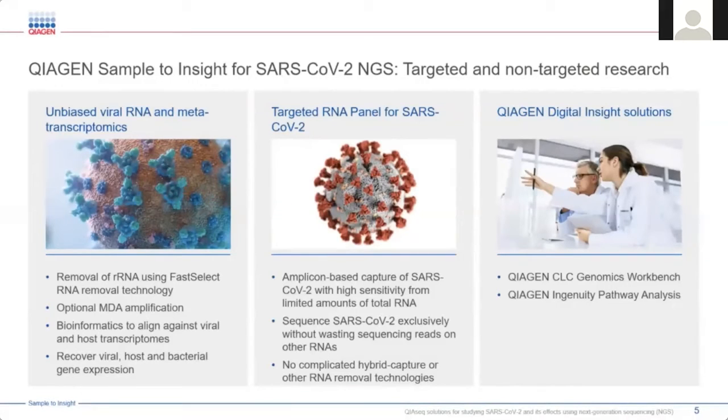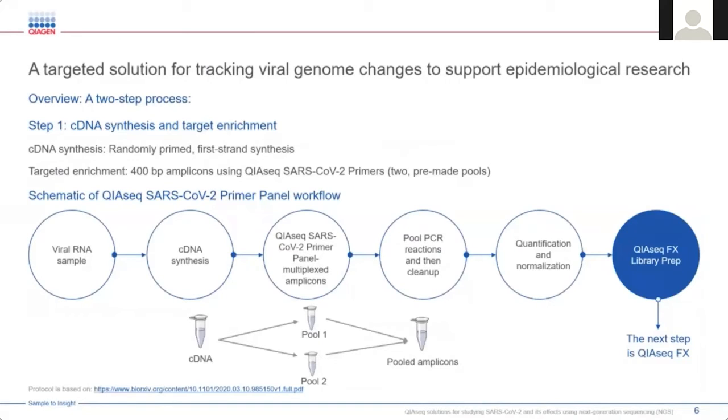However, if you're looking at host response, you have the opportunity to actually look at QIAGEN's Ingenuity Pathway Analysis to understand how the RNA expression is actually changing the pathways in the individual host. Our first part of what we're going to talk about here is looking at a targeted solution for tracking viral genome changes to support this epidemiological research.